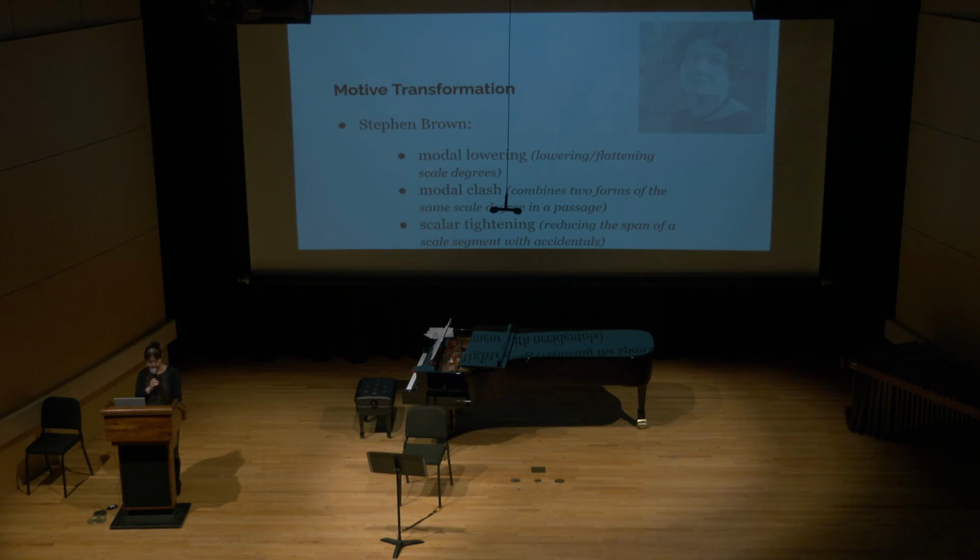Brown discusses 3 techniques for transforming and developing motives from modes and pitch collections. The first is modal lowering, which is lowering and flattening the scale degrees. The modal clash, which combines 2 forms of the same scale degree in a passage. And scalar tightening, which is reducing the span of a scale segment with accidentals. So all of these techniques are chromatic manipulations of scale degrees.